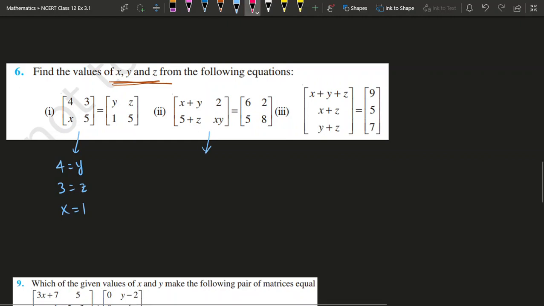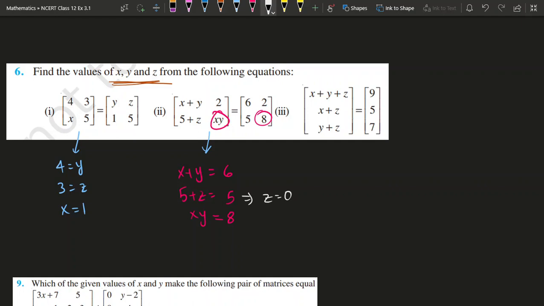In the second part, you have x plus y equal to 6. You have another equation, 5 plus z is equal to 5. And you have one more equation, xy equals 8. You're just taking each term and equating it to the corresponding term in the second matrix. From the second equation you get z is equal to 0. 5 plus z is equal to 5, and you cancel 5 on both sides, so you have z equals 0. So you get the value of z.